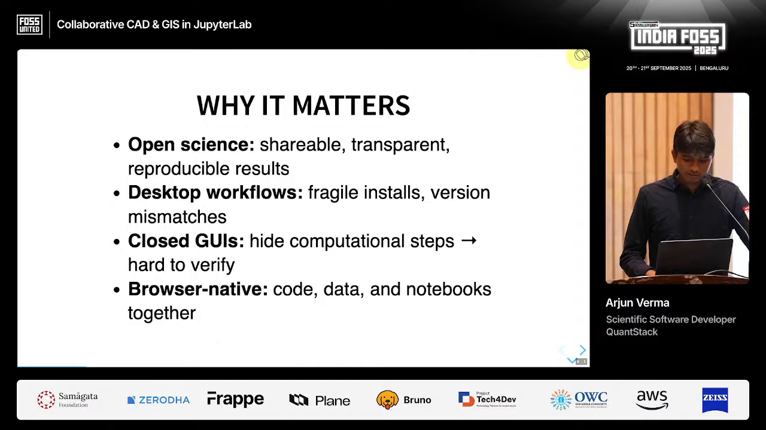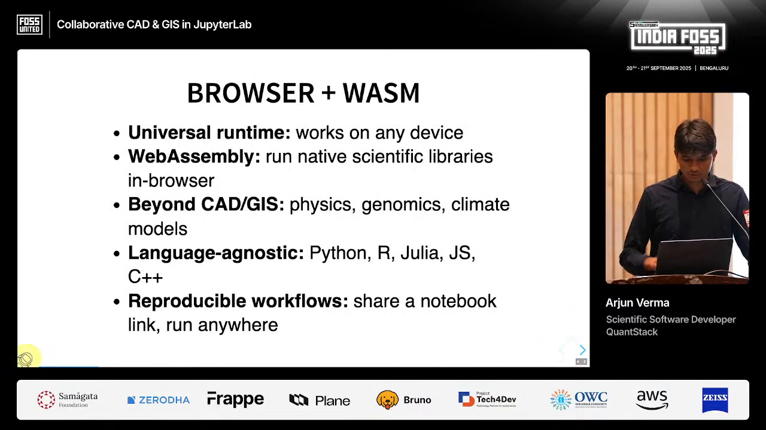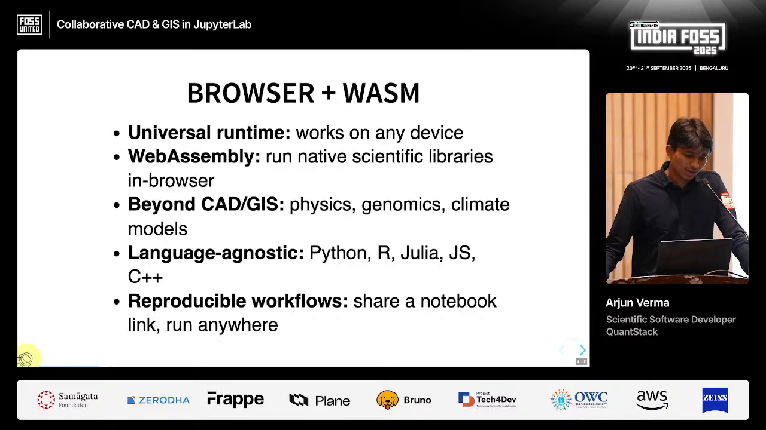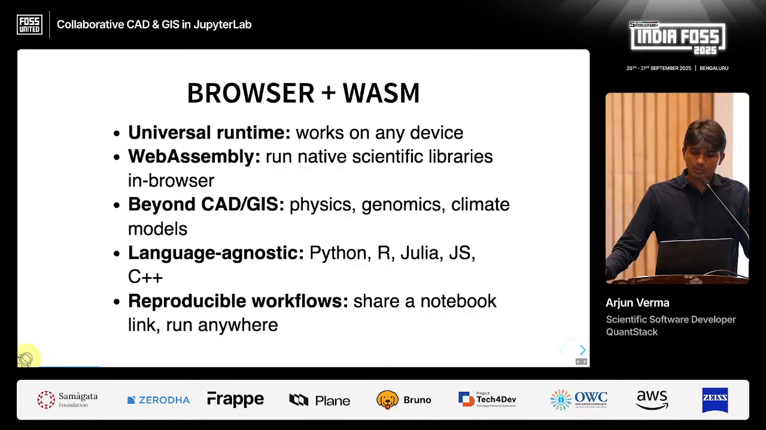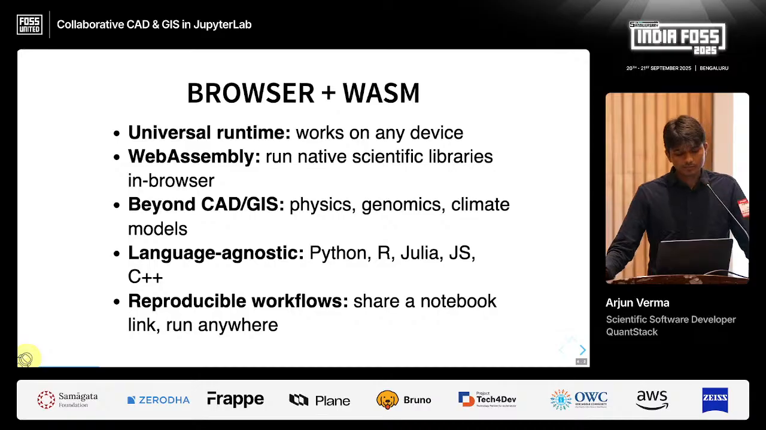When it comes to browser native applications, and Jupyter specifically, your code is in front of you. You can modify the code and just play with it. So why browser plus WebAssembly? Because it provides a universal runtime. You do not need to install again and again. You just open a URL in your browser and everything works on the fly.